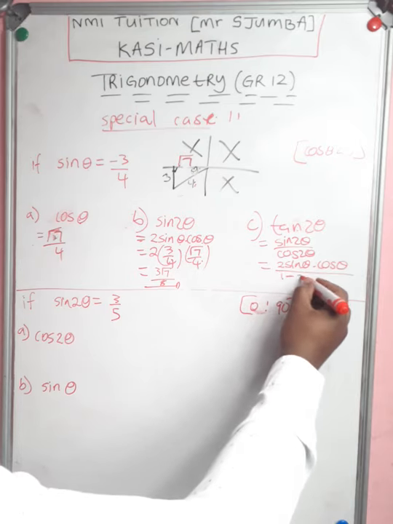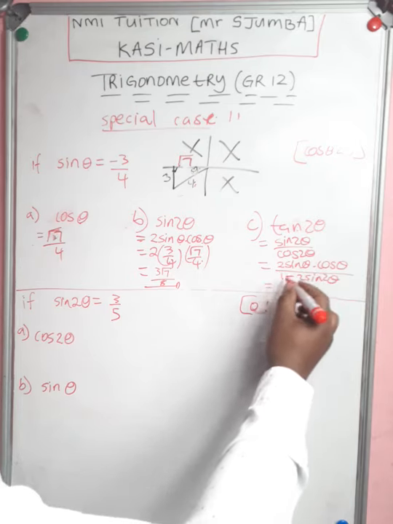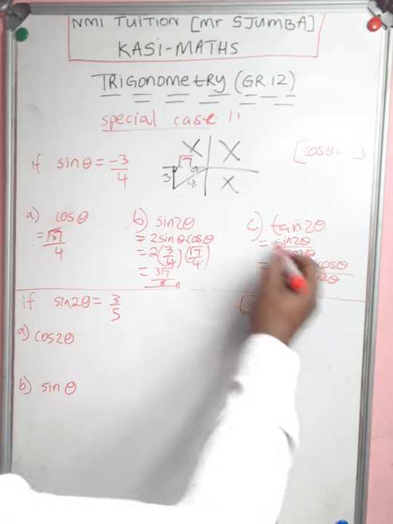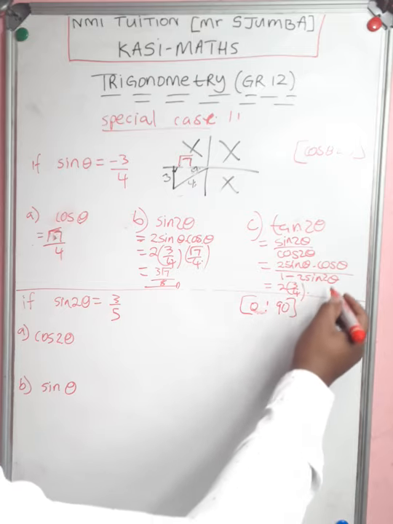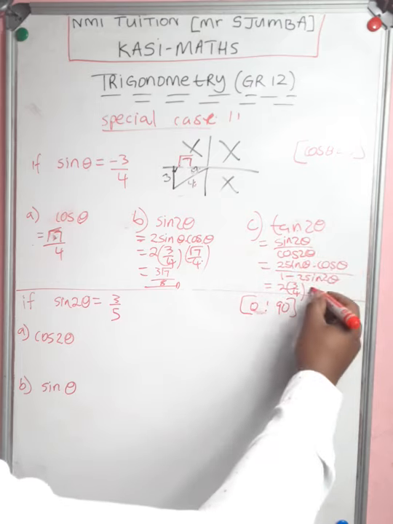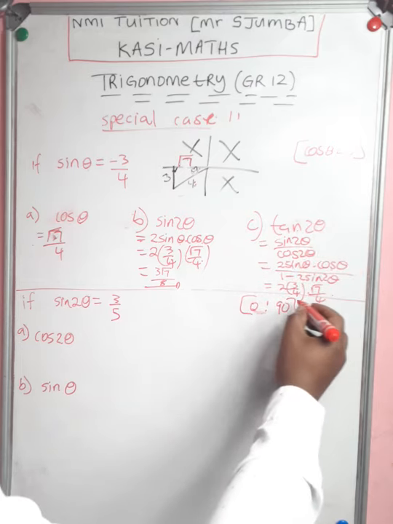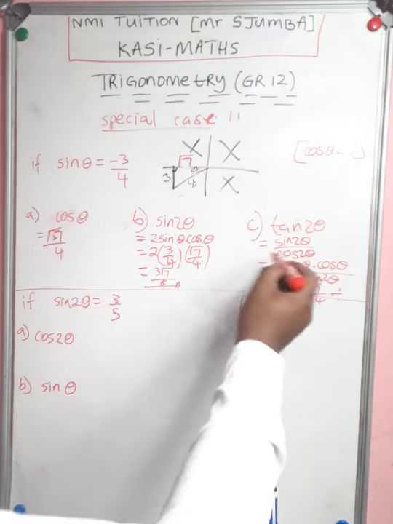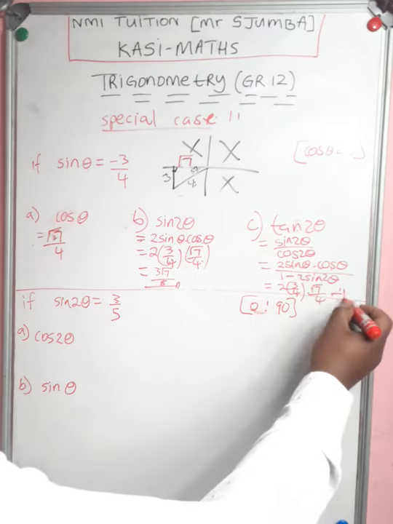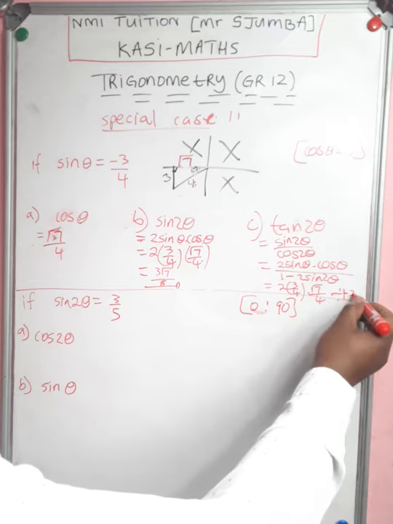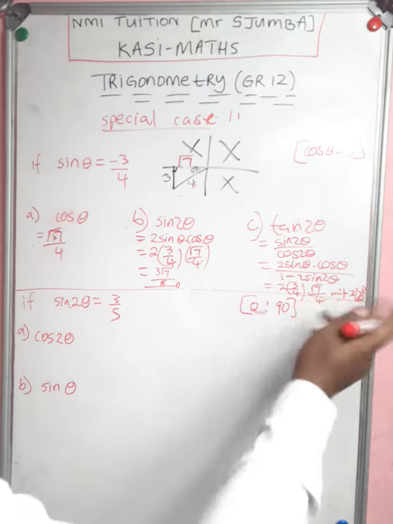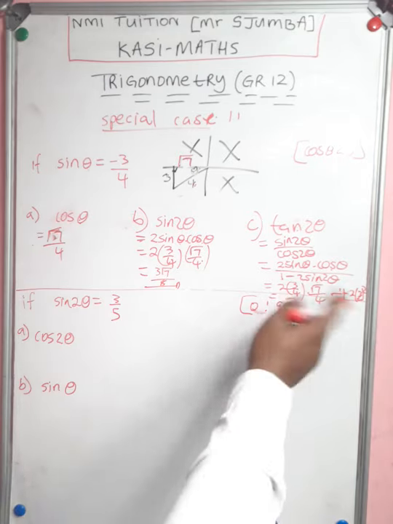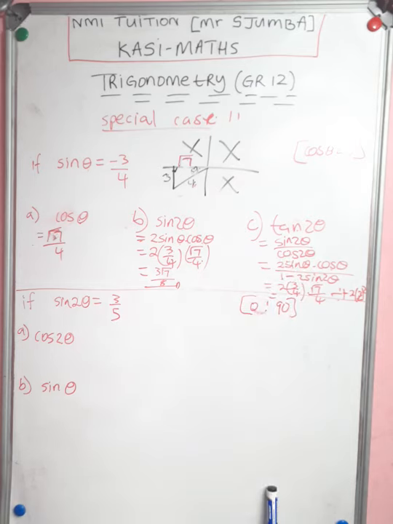So we can use 1 minus 2 sine squared theta. Then for 2 sine theta cos theta, sine theta is 3/4, and cos is √7/4. Then divided by 1 minus 2 times sine, which is 3/4, all squared. Shall I calculate it, or say without using a calculator, we're just going to multiply out. Right, so that is finished.